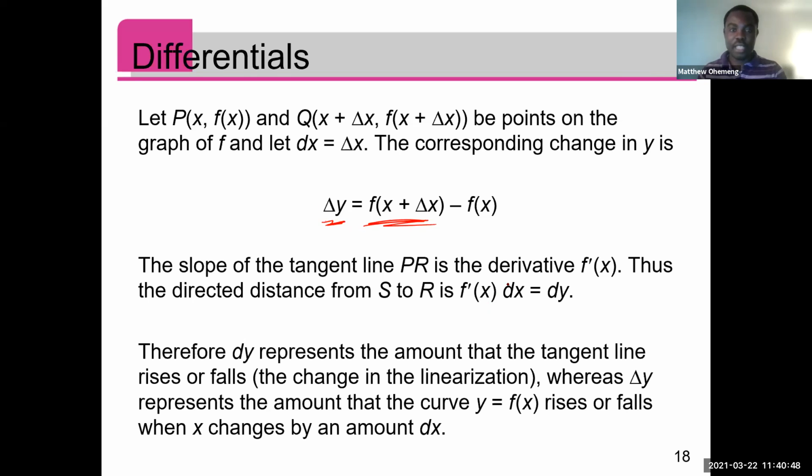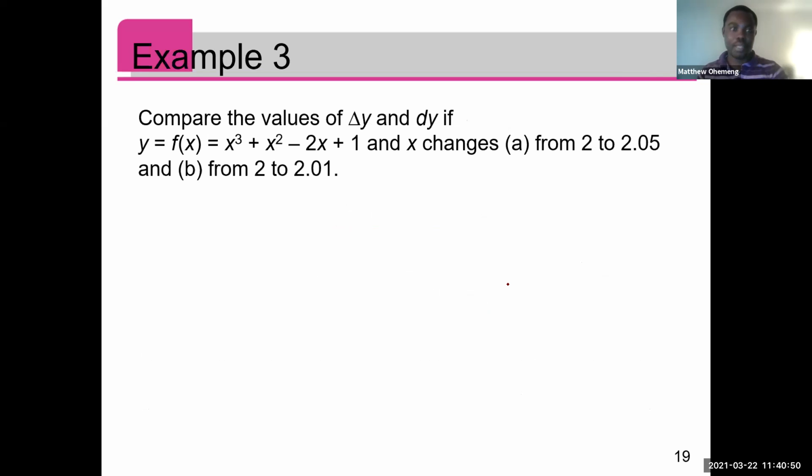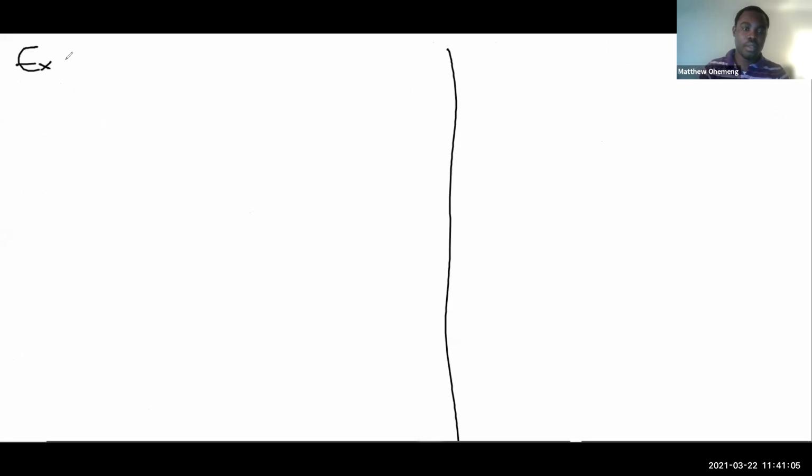So for this one, I think an example will make more sense. Let's look at example 3. The solutions are here. Let me move to the whiteboard, and then you understand what we are doing here. So example 3, on differentials. Example 3 on slides, section 3.10.